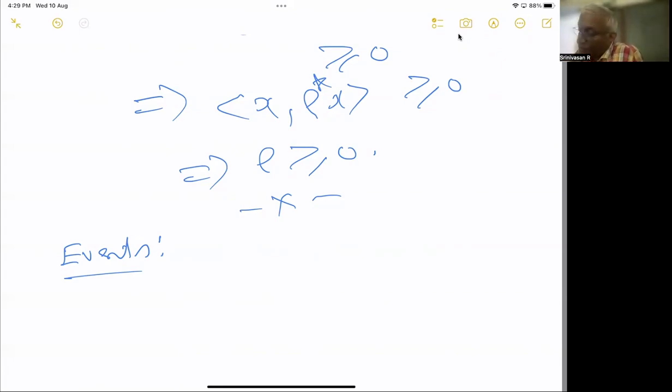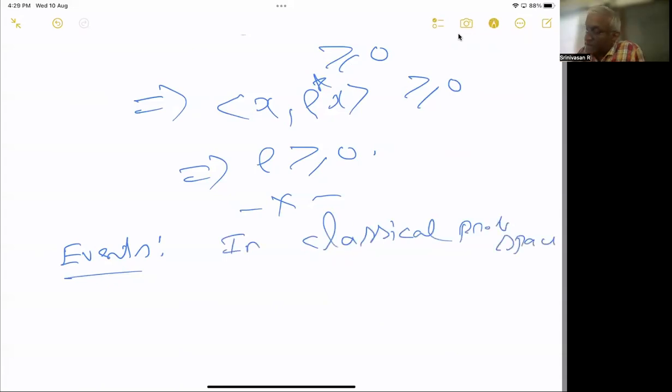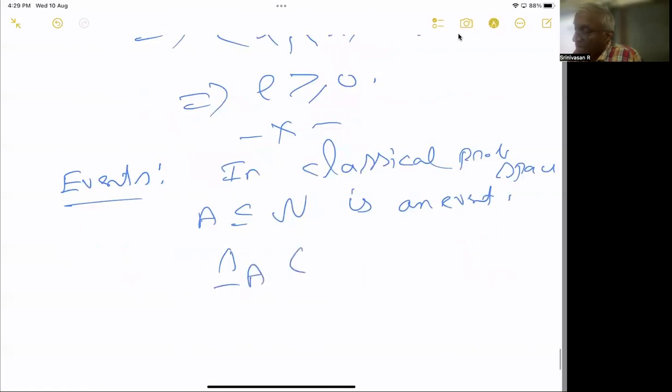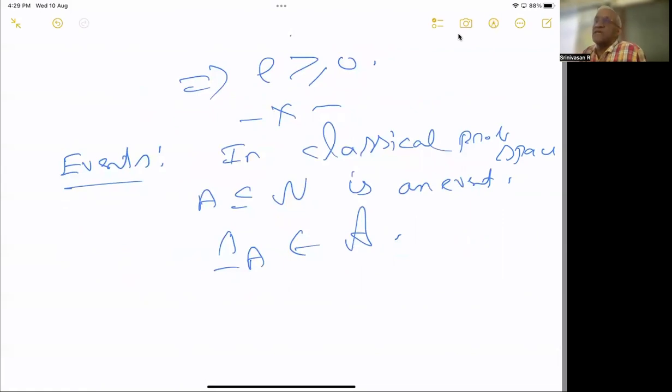So events in the classical probability space are sets. A contained in omega. I mean, omega is finite. So I'm just taking any set as an event. So this corresponds to 1_A in the algebra A. Which is actually what is called a projection in the algebra. If you consider the diagonal matrices, it satisfies the condition of the projection.